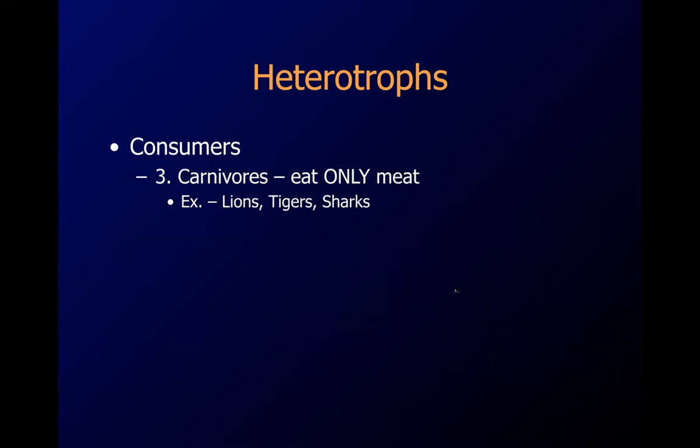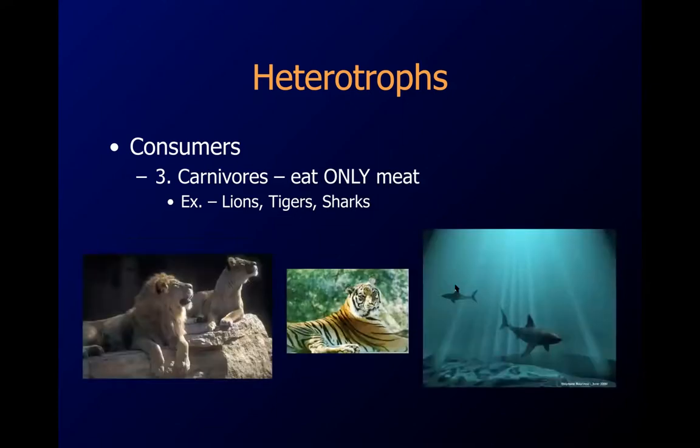Consumers. Carnivores eat only meat. And some of the well-known carnivores that we have in our world today are lions, tigers, and sharks. We know for sure that they are meat eaters. And here are some pictures of those organisms. Of course, you might find a lion at the zoo or get a chance to see lions at the zoo or tigers at the zoo or maybe visit some world aquarium to see sharks.